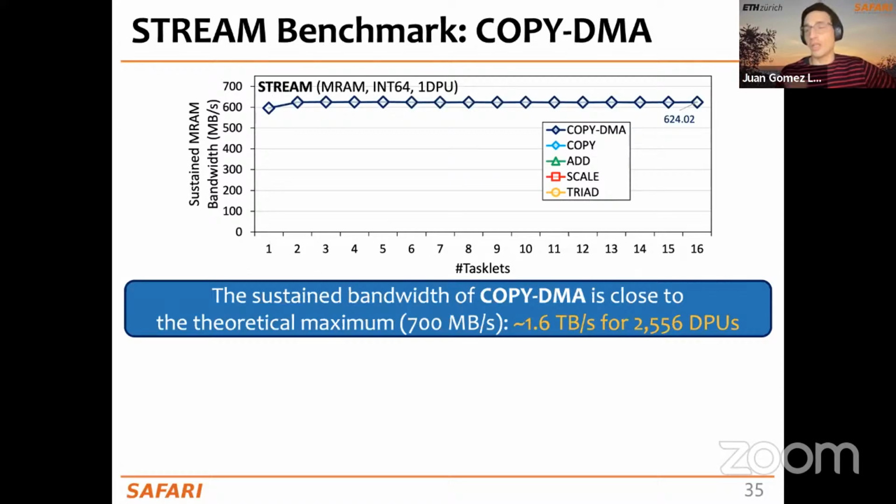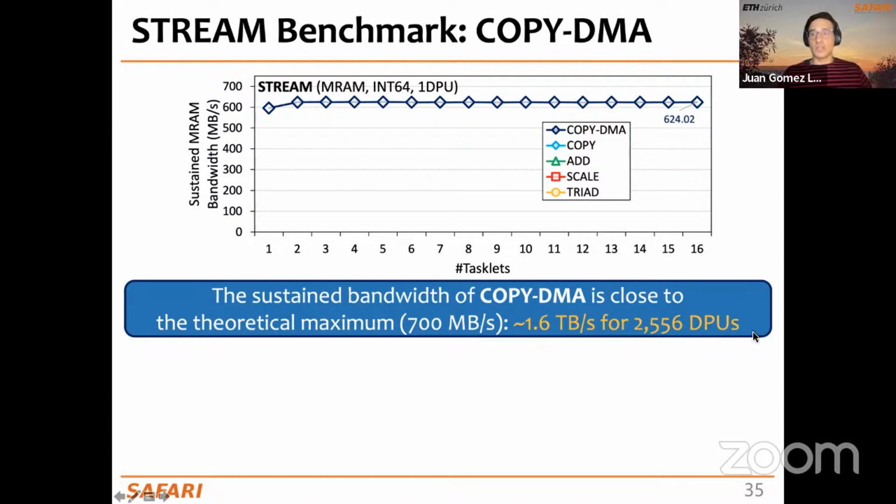And let's observe what the results are for the stream benchmark. First one is copy DMA, this version that doesn't go through WRAM. What we observe here, first observation, is that the sustained bandwidth of copy DMA is close to the theoretical maximum of 700 megabytes per second that we estimated before.